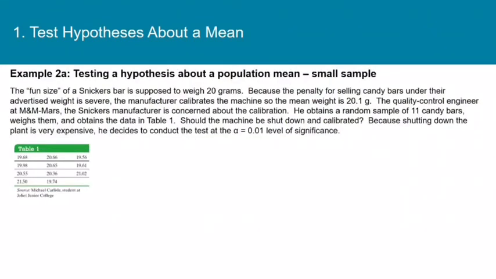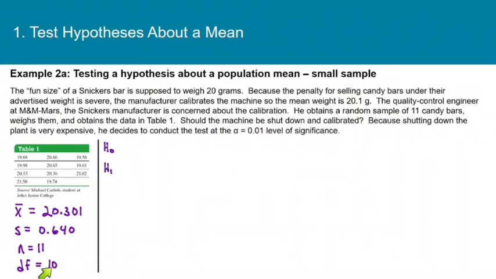Now we know that the first thing we're going to need to do is write our null and alternative hypotheses, but we also know that when we get ready to calculate the test statistic, we will need the mean and the standard deviation of this sample. So let's go ahead and put these 11 numbers in our calculators, and we will run the one variable stats command, and we will find that x bar equals 20.301 and s equals 0.640. Notice that I've kept 3 decimal places because my data has 2 decimal places. Also note that n equals 11 and therefore degrees of freedom equals 10.